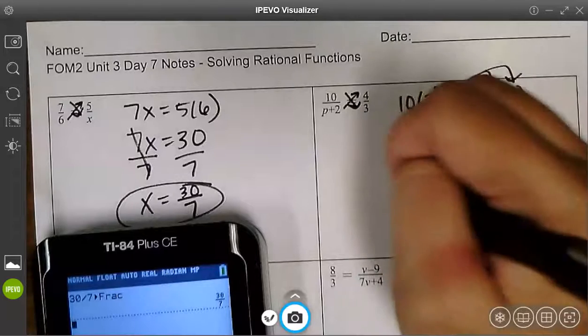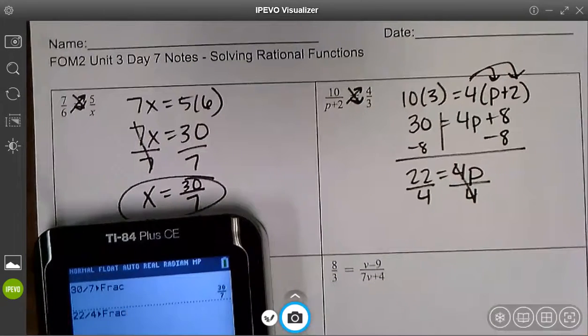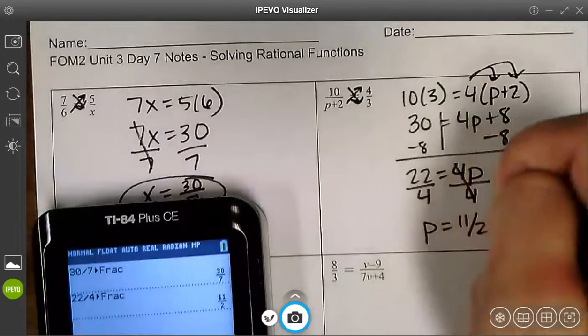Divide both sides by 4. And you can simplify that, like I said, in your calculator. And you get 11 halves. P equals 11 over 2.